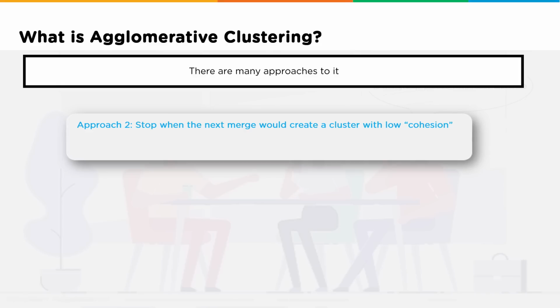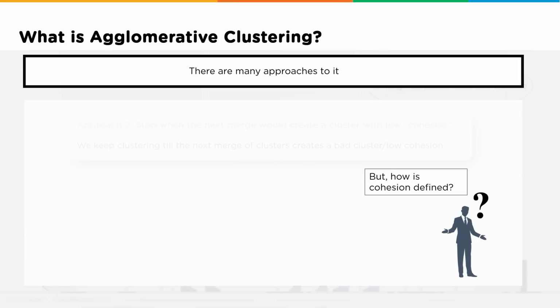The second approach is to stop when the next merge would create a cluster with low cohesion. We keep clustering until the next merge of clusters creates a bad cluster with low cohesion. That means the point is so close to being between 2 clusters that it doesn't make sense to bring them together. But how is cohesion defined? Let's dig a little deeper into cohesion.